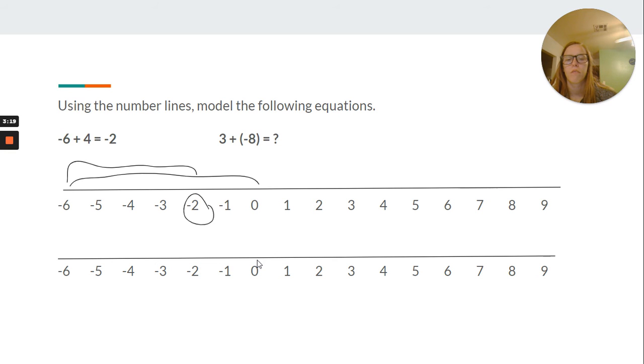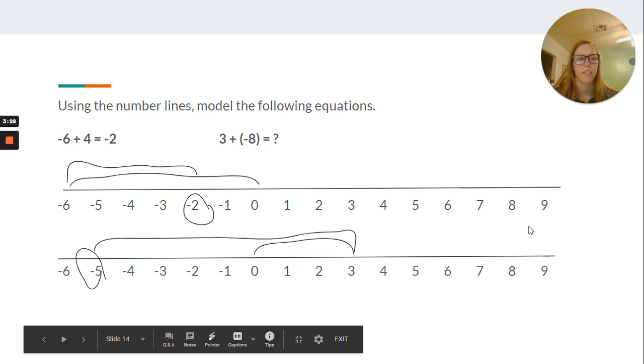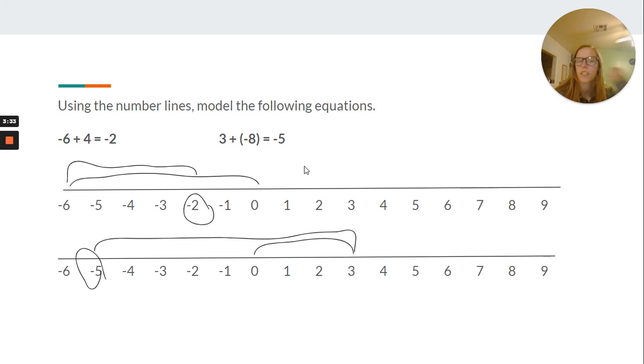For the next one, we're going to go to 3, then subtract 8. 1, 2, 3, 4, 5, 6, 7, 8. End up with a negative 5. And we can double check that in our equation, and we find that that is correct.